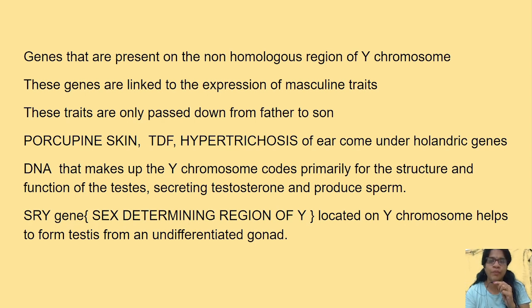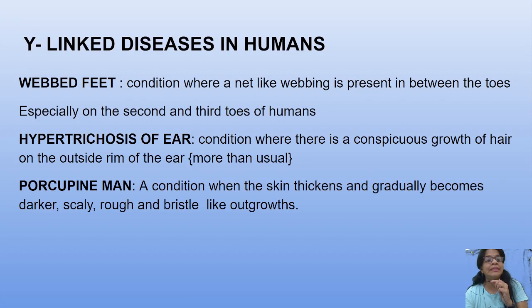During the formation of the baby, during pregnancy, when the sex is being determined and there is no differentiation of the gonads yet, at that time the SRY gene on that particular baby's Y chromosome would immediately get activated for the formation of the testis, resulting in a boy. Okay, so these are the genes that are present on the Y chromosome. Now let's see what diseases are linked with it.